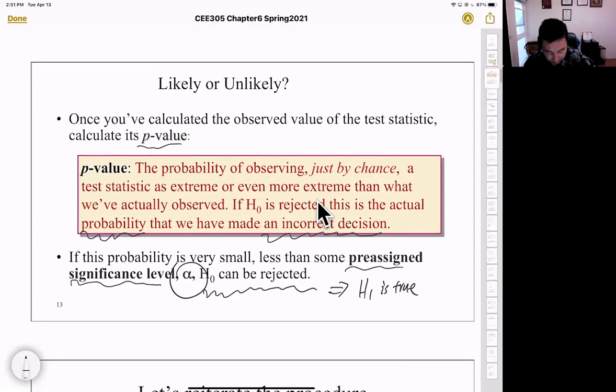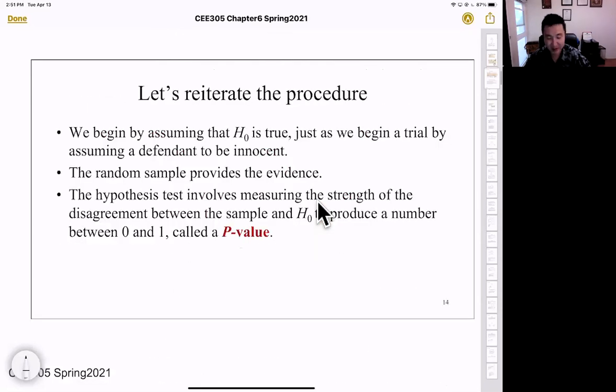So the procedure is pretty complicated, so let's reiterate the procedure again. We began by assuming that H0 is true, such as in the previous example, we assume the mean income for the city is 35,000. This is similar to beginning a trial by assuming that a defendant is innocent.